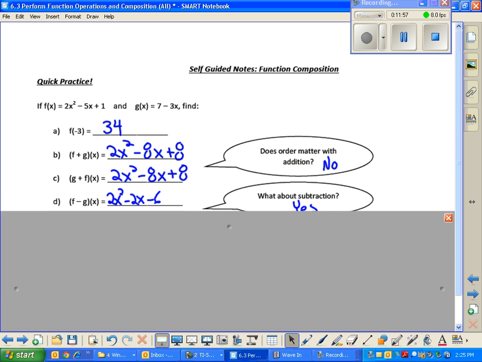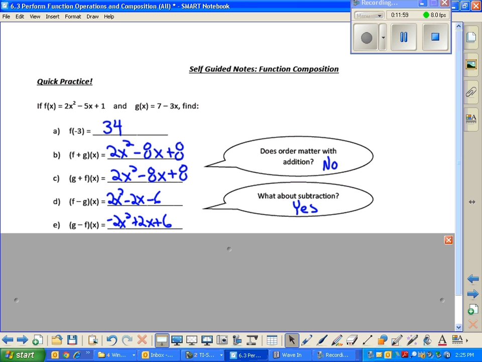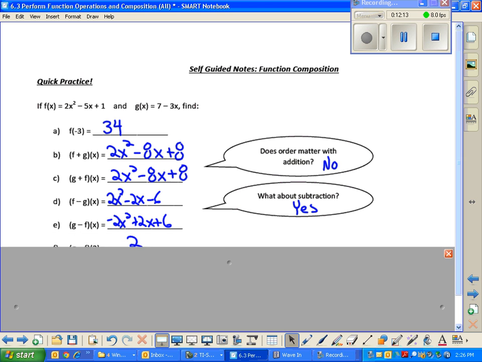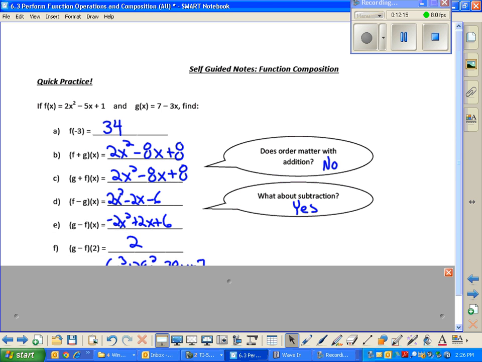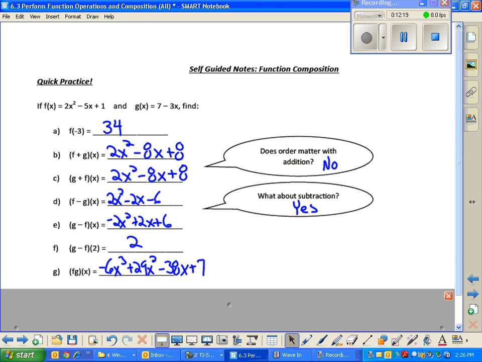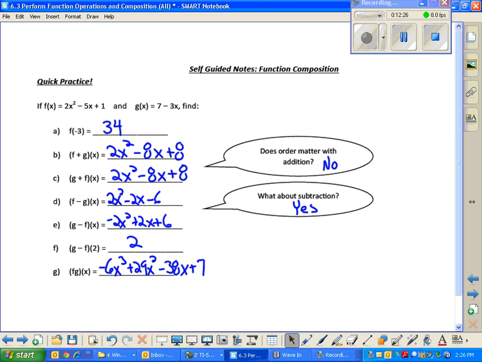Oh yeah, but it sure did for subtraction. You did not get the same answer. So order does matter with subtraction. We could say that subtraction is not commutative. So those are your answers for D and E. And then I wanted you to plug in 2 for function f there and multiply for function g. So that's a little bit of a warm-up for you.